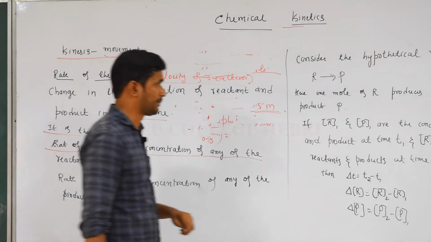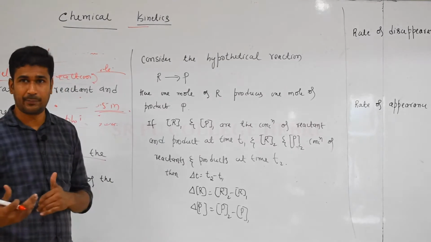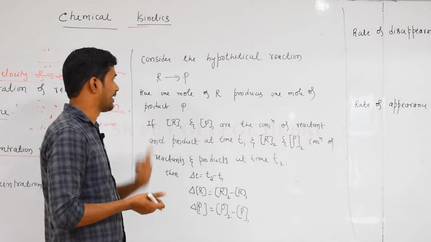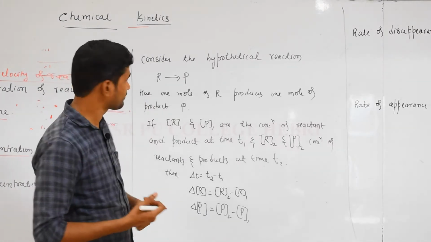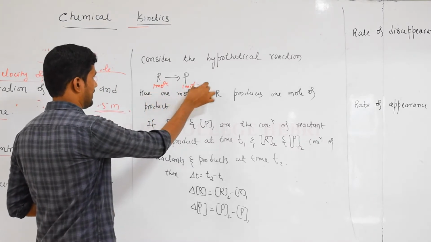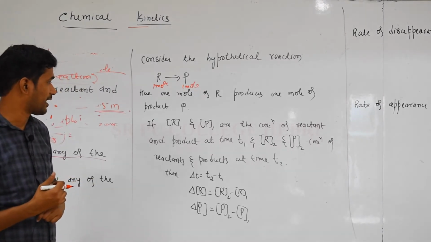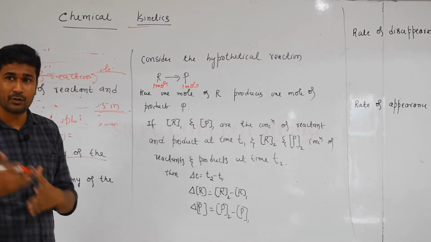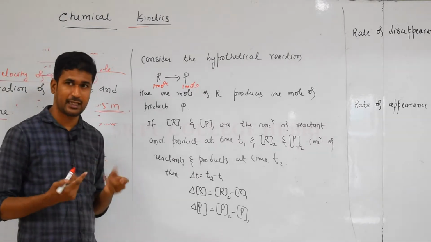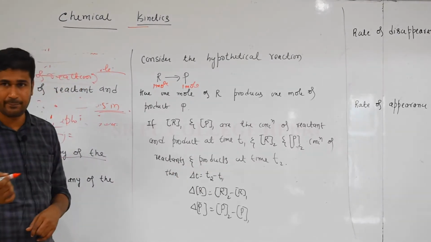Now I will give you the example. Consider the hypothetical reaction R to P, reactant to product. Here 1 mole of R produces 1 mole of product P. In the reaction, 1 mole of R reacts, so 1 mole of product P is obtained. Now if R1 and P1 are the concentrations of reactant and product at time T1, at any one time interval, the concentrations of R and P are R1 and P1.